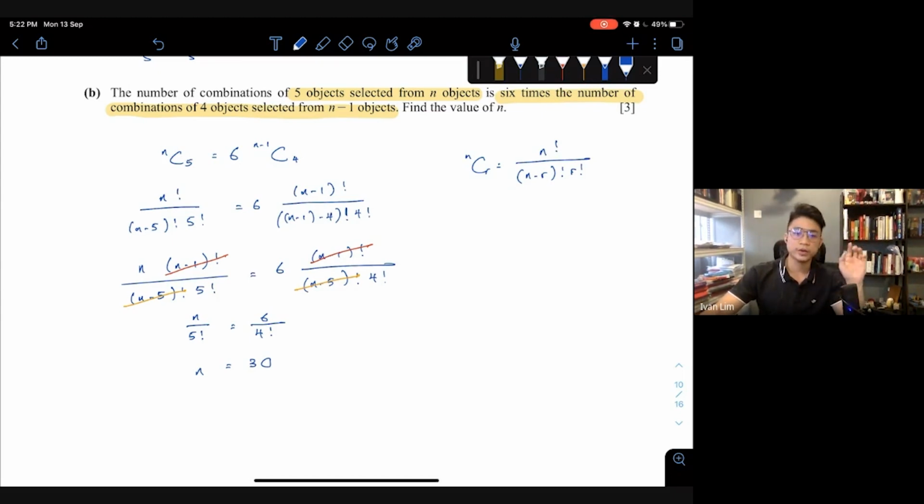Who is still unclear on how to use this nCr formula? We've done quite a number of questions on this based on past year questions, and it's a potential question that will come out also. So you all need to know how to apply it.